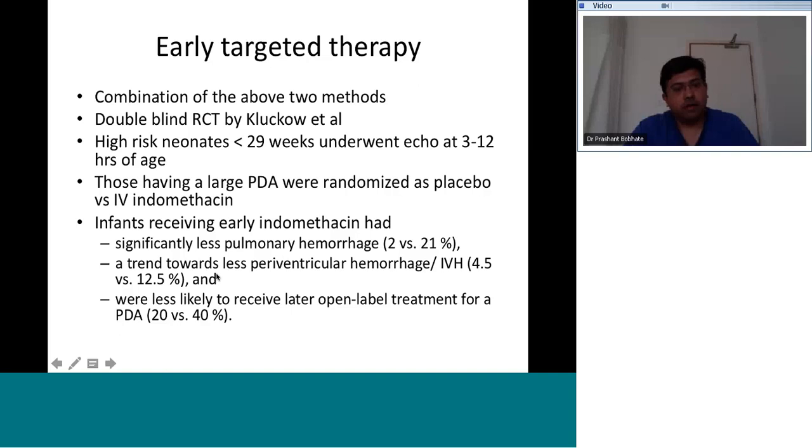However, if you see, there was some benefit. However, even though there was some benefit, it did not translate into clinically significant benefit. So the requirement of oxygen, chronic lung disease, and ventilation was similar in both the groups.